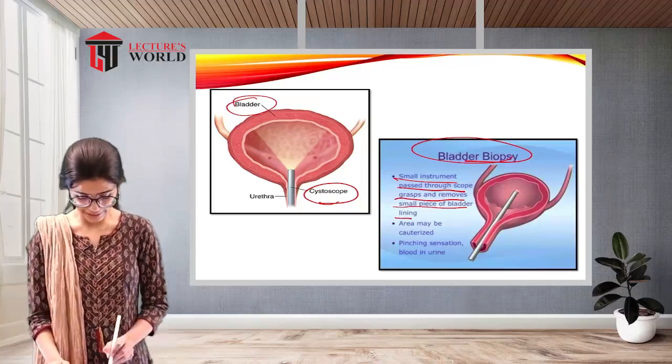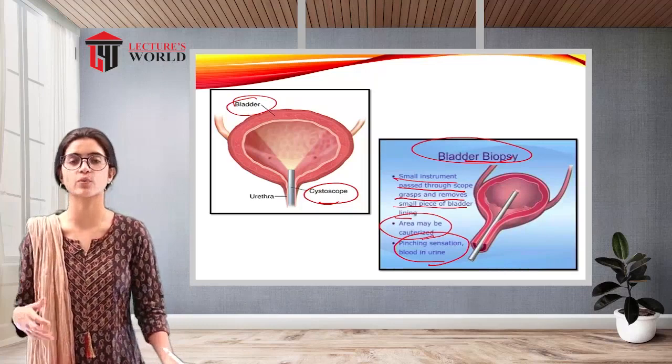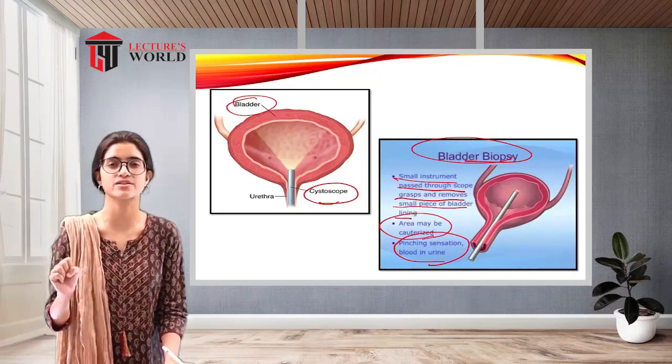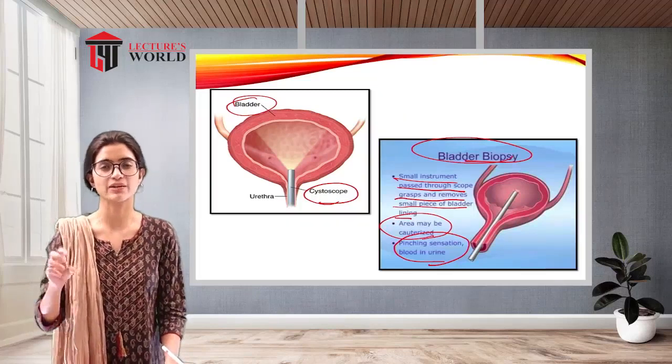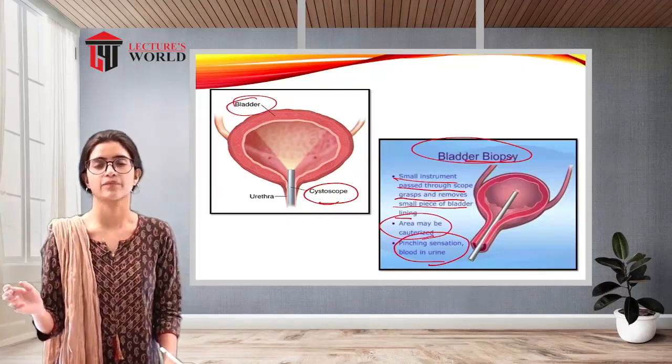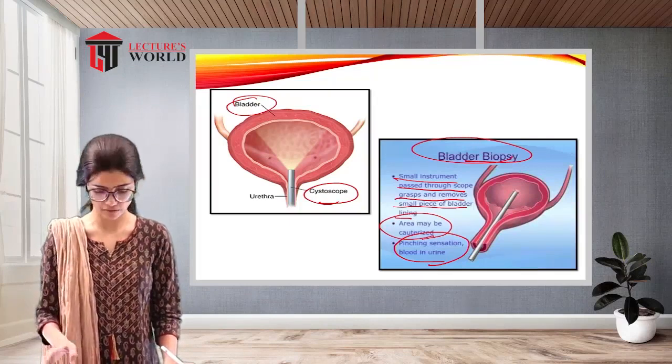Now the area may be cauterized, with a pinching sensation and blood in urine. So after that, the patient is going to be experiencing a pinching sensation, and for some time the blood in the urine is going to be present. So this is how the biopsy of the bladder is being taken, and the cystoscopy is being done as a diagnostic procedure for the patient.